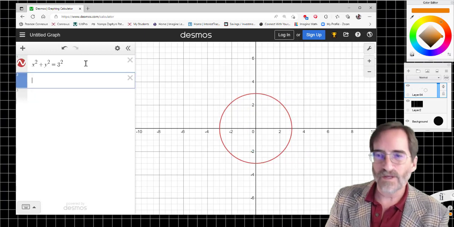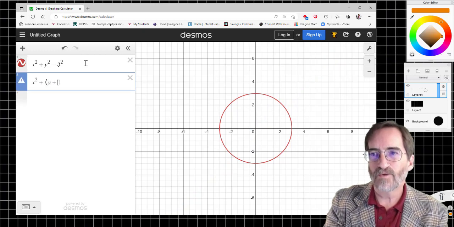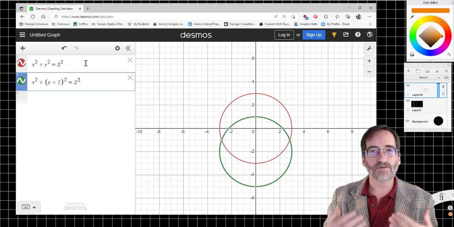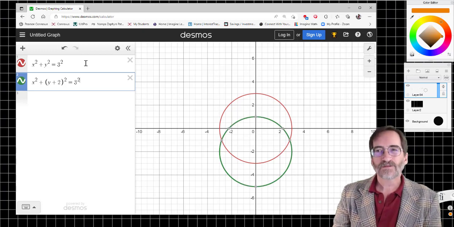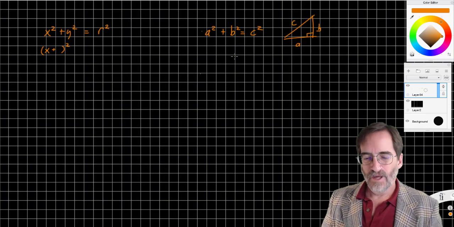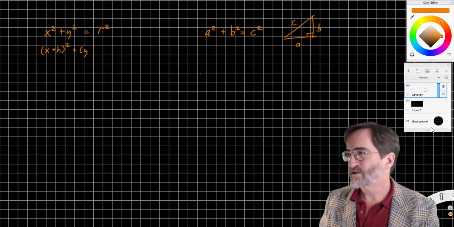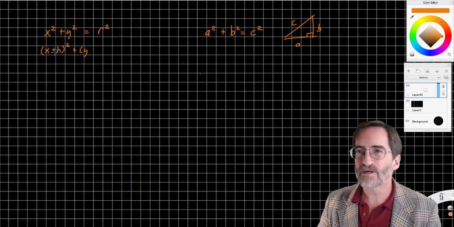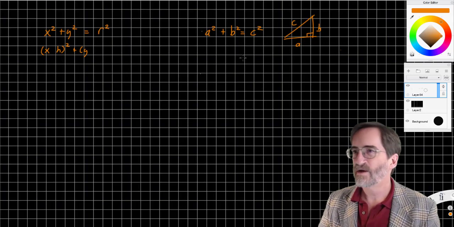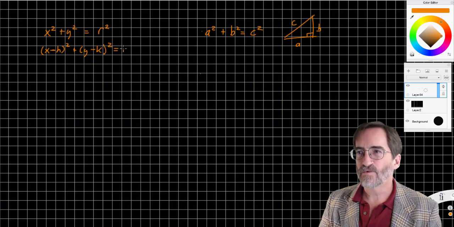Let's say I replace y with y plus something. X squared plus y plus 2 squared equals 3 squared. Notice it makes the same circle, but the circle is shifted down. So think in terms of opposites. That brings out this formula right here: x minus h squared plus y minus k squared equals r squared. The minus is because it has the opposite effect of what you might think. Minus h will actually move it right h units, not left.